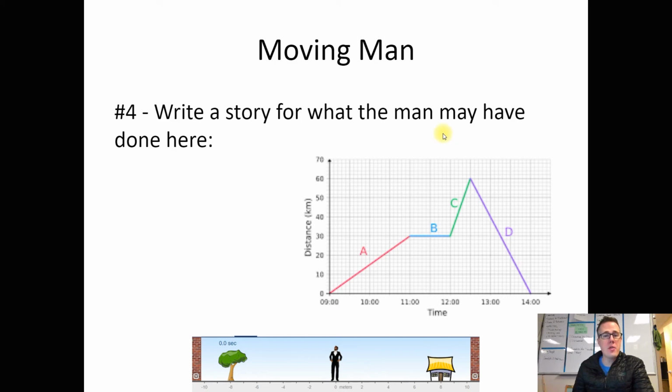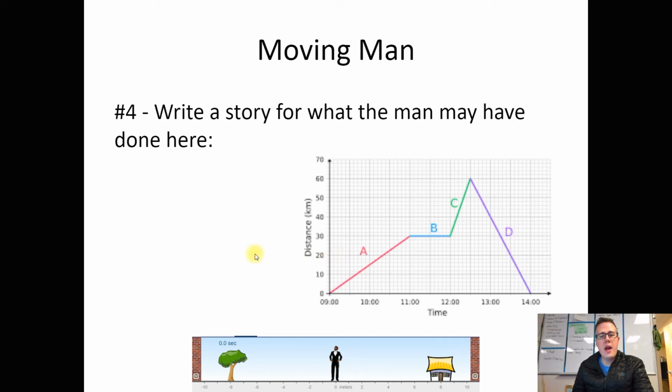Number 4 on your paper is where it's your turn to make the story. So this time I'm giving you the graph. Your job is to write down what the man may have been doing. So there should be 4 parts to your story that go with each of these 4 parts on the graph. Pause the video and write your story now. If you're still watching, you're ready to check your answer.